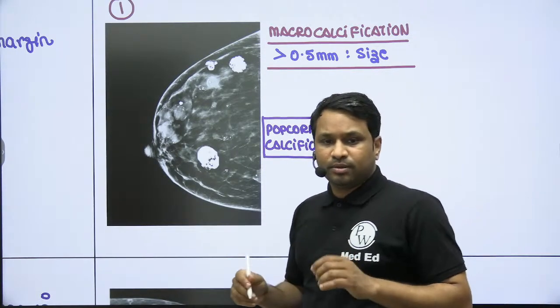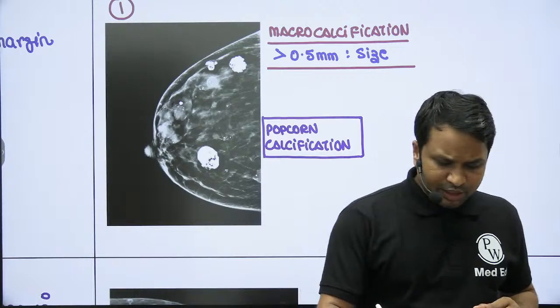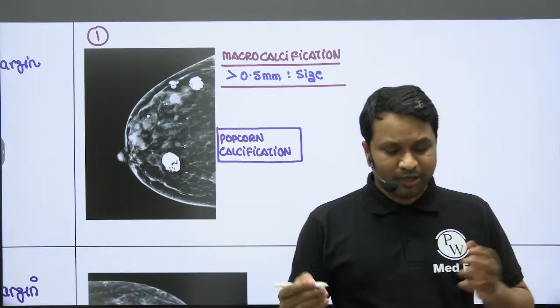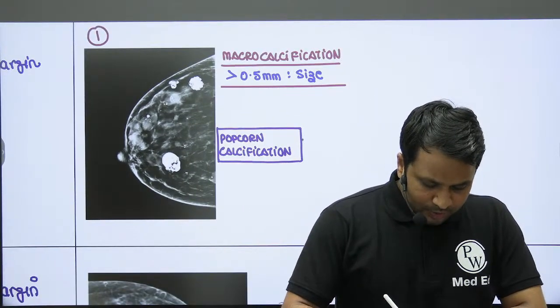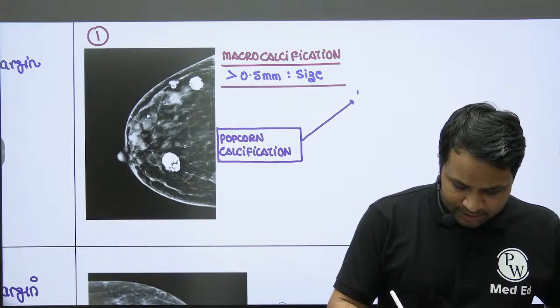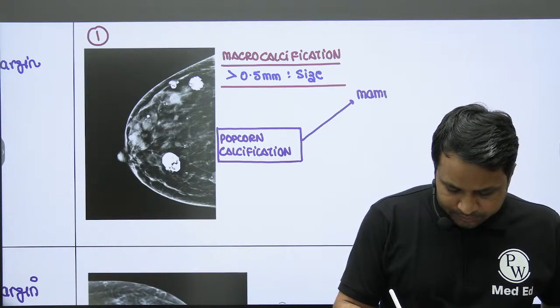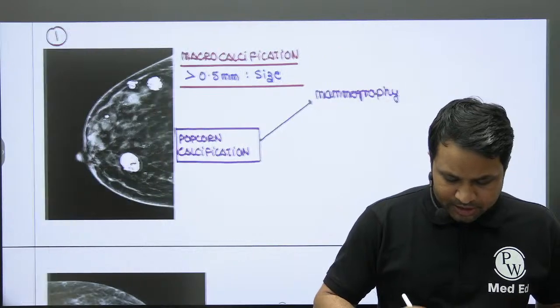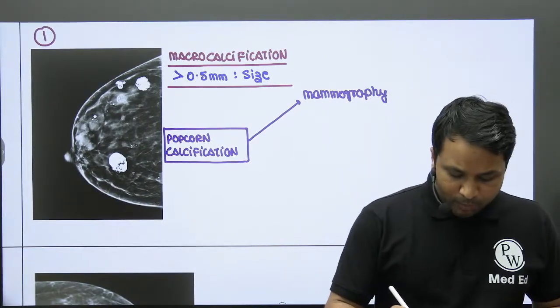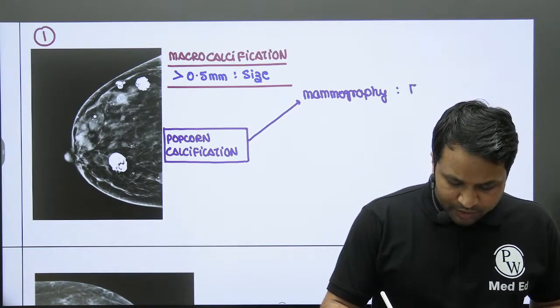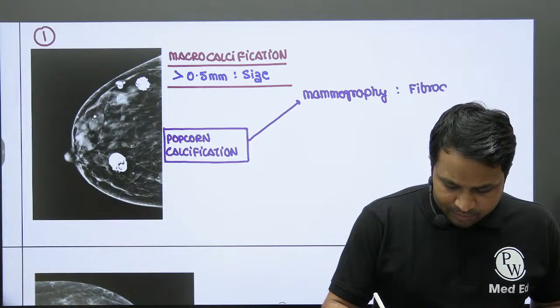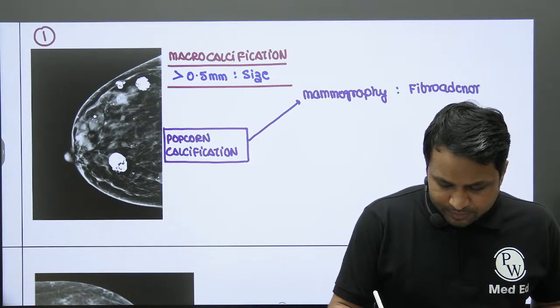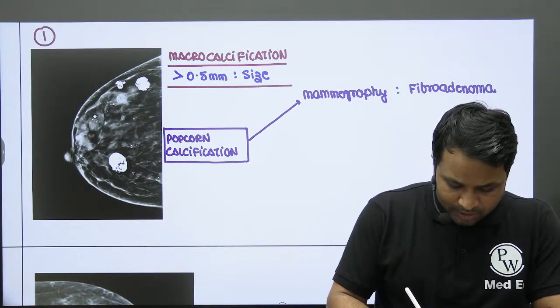So when the term comes as popcorn calcification, we should know what are the other forms of popcorn calcification we can see. So when you see a popcorn calcification in a mammography, now these are your NEET PG, INI-CET, FMG questions. That is your competitive exam. So popcorn calcification on a mammography is seen in a condition called the fibroadenoma of the breast.